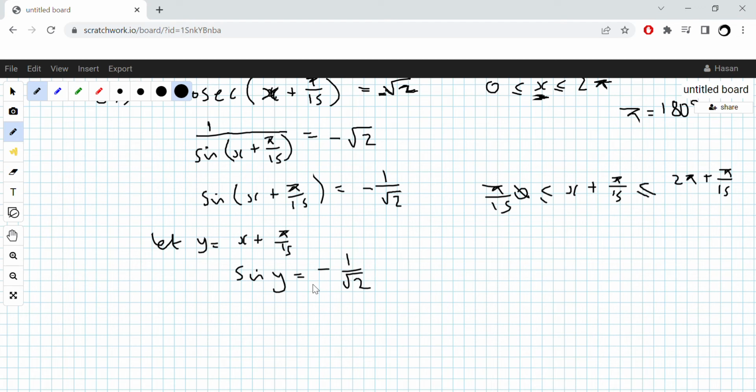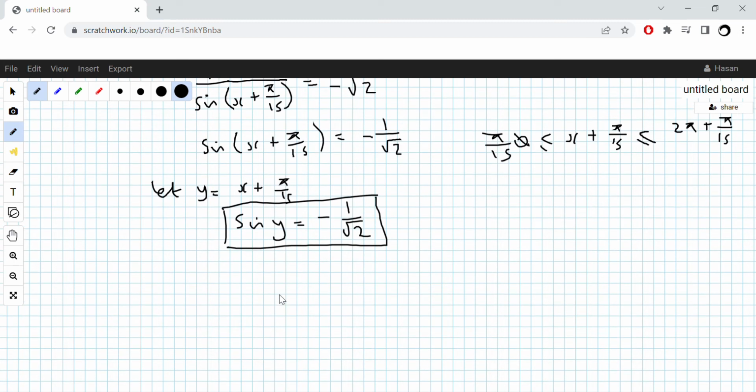When working with this expression now, let's find the inverse of this to find what y is. So sine minus 1 of minus 1 over root 2, that would give you a y value of minus pi over 4. Your calculator should be in radian mode when you get this. So you have negative pi over 4.